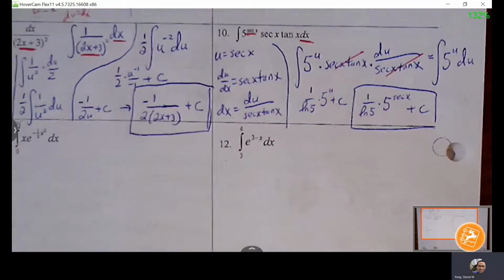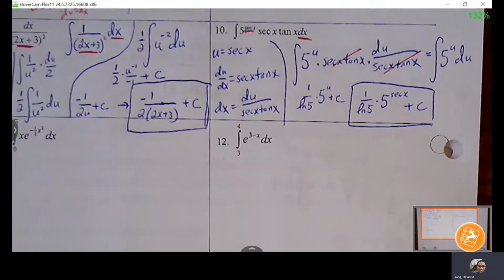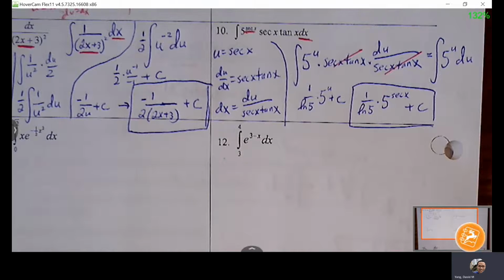You can rearrange your final answer any way you like. You can have it under one fraction. You can separate them. Okay.